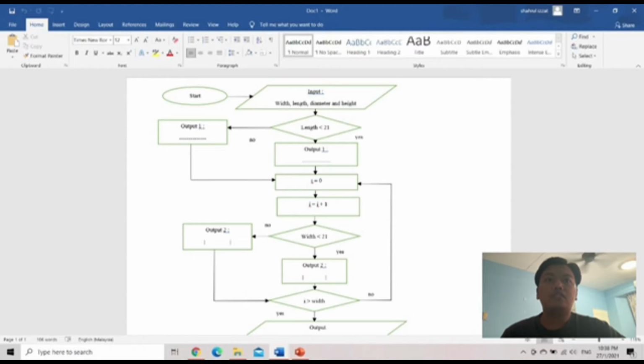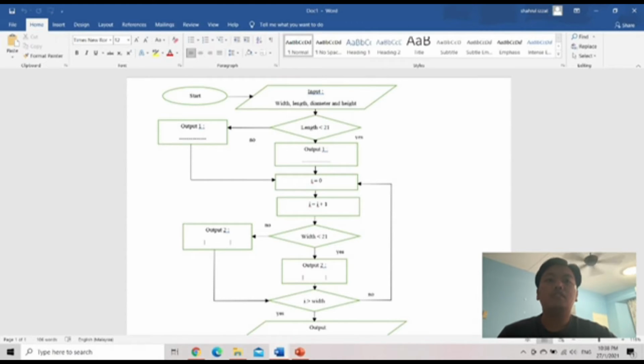Then we have the decision on length, whether it is over 21 or not over 21. The output will be below the length one. If yes, then I equals 0, I equals I plus 1, and then we go to the width, whether it is over 21 or not over 21. If yes, the output is below, and if no, the output is on the right one.